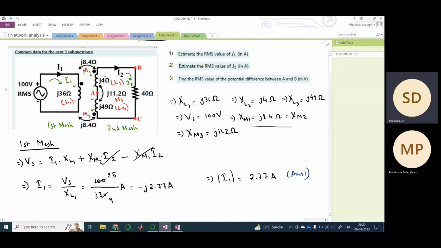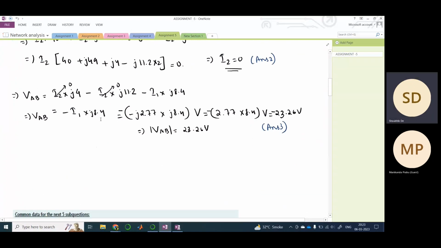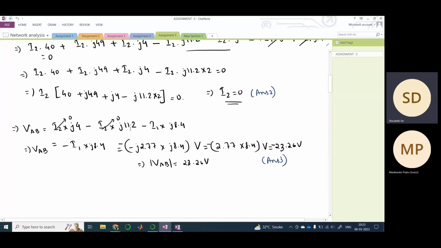This inductor L2 is mutually coupled with L3 and L1, and both are in negative directions, because I2 is entering through the negative part of L2, I1 is entering through the positive part of L1, and I2 is entering through the positive part of L3. So that is why this minus sign is there. And this is 0, this is 0, and we have a value of I1.